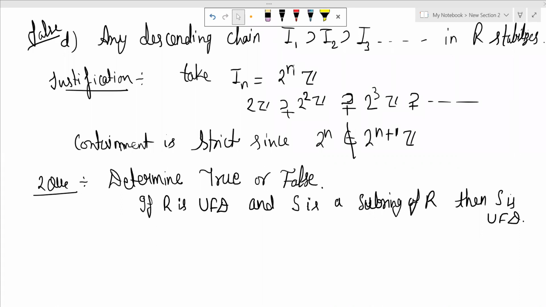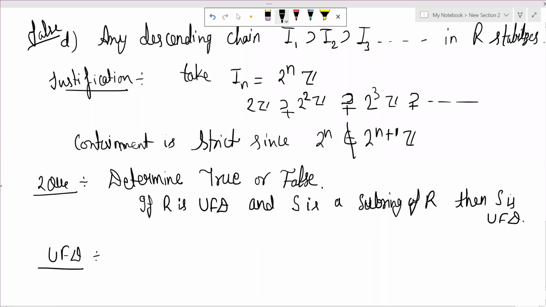Now that factorization should be unique in some sense, right? So if there are two factorizations, then the terms should be associated to each other. So that is the definition. Let me write a definition for UFD. What is UFD?